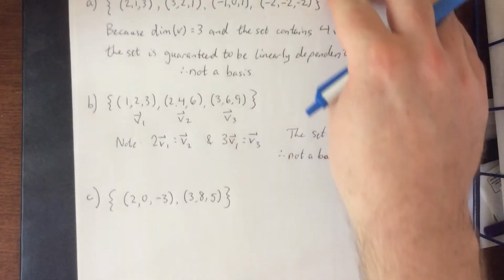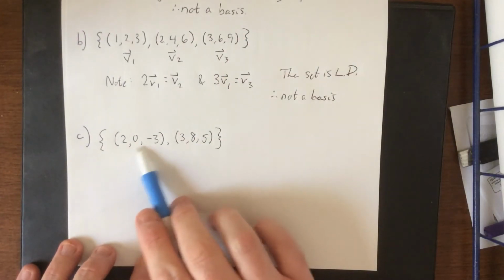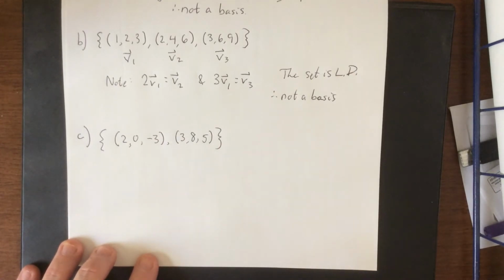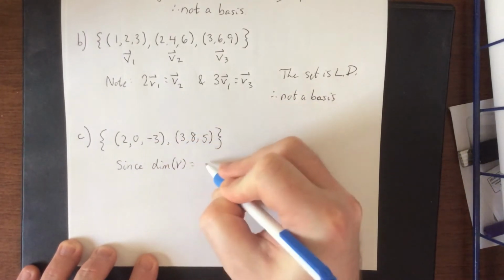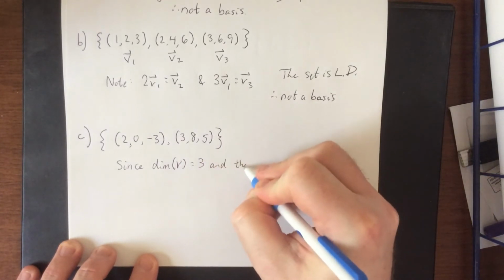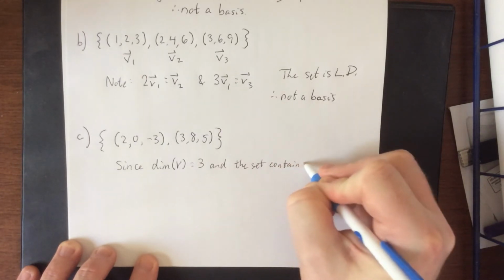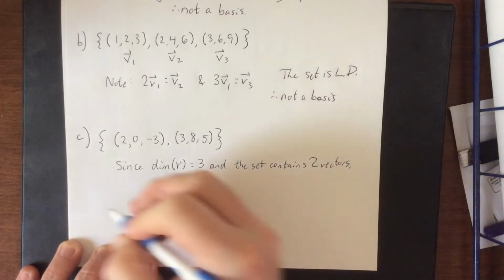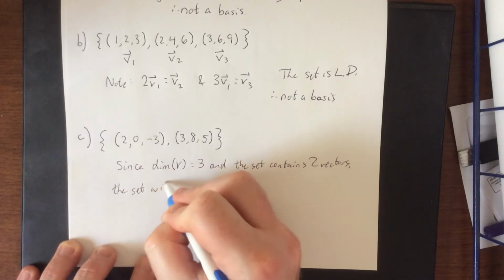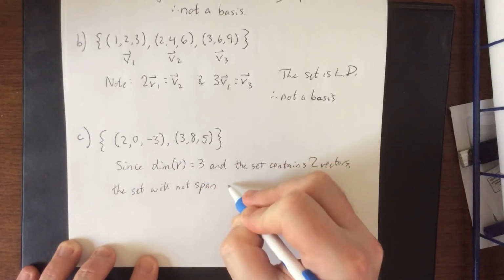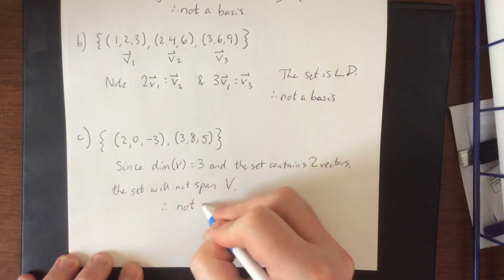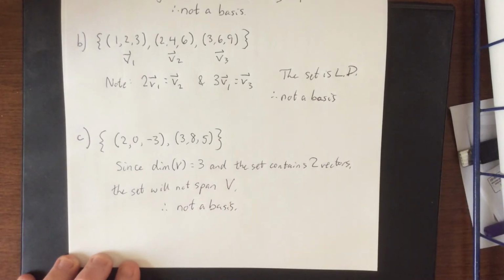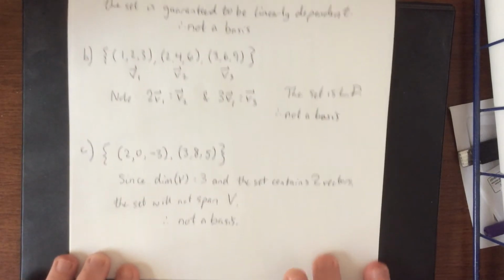Now for our third example, down here at the bottom of the page, we have a set containing 2 vectors. Those 2 vectors are (2, 0, -3) and (3, 8, 5). Now, because the dimension of our vector space is equal to 3, and the set contains only 2 vectors, the set will not span our vector space. So because it won't span, we can conclude that this set is not a basis. So too many vectors, guaranteed linearly dependent. Too few vectors, guaranteed will not span. And in either case, it is not a basis.